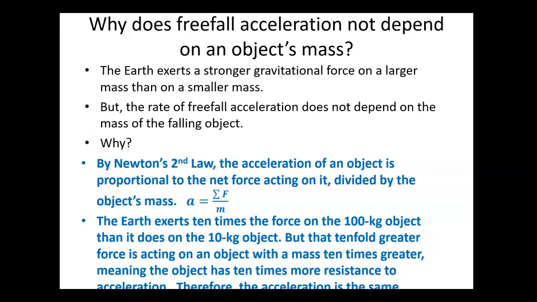And so even though the net force, which is the force of gravity on an object in free fall, is larger for a larger mass than for a smaller mass, we're dividing by the mass, and so you're dividing by a larger number. And so therefore the acceleration really is constant for objects of any mass.